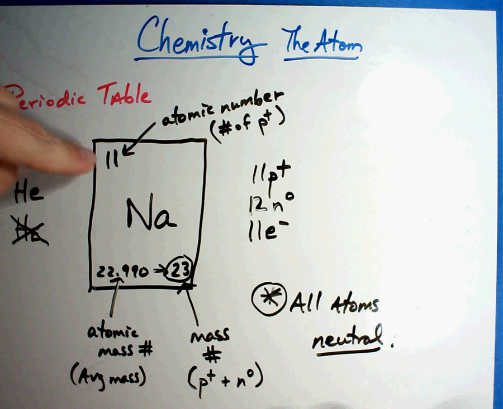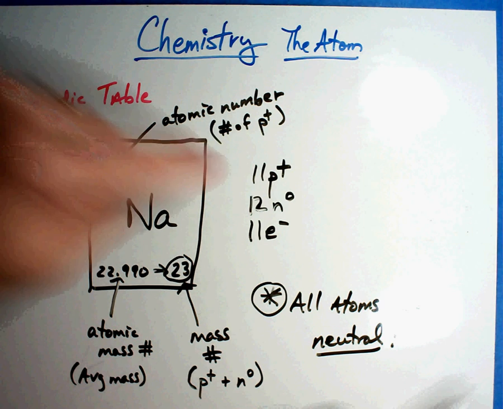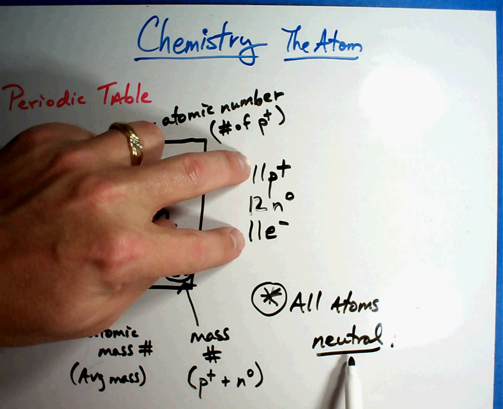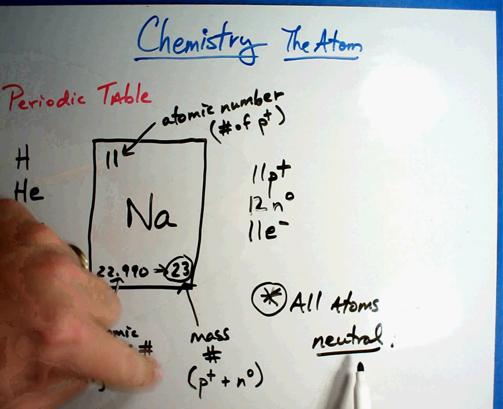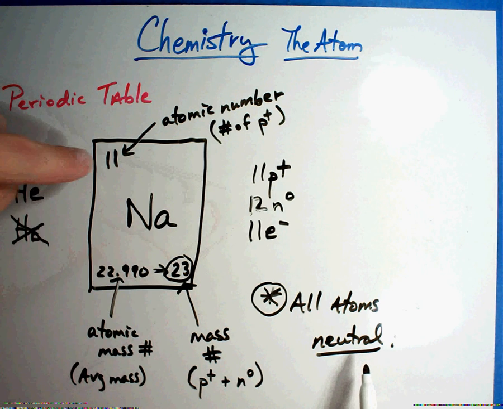So let's walk through this one more time. You have 11 protons because this is the atomic number. Since you have 11 pluses to be neutral, you have to have 11 minuses. So 11 pluses and 11 minuses. And then you'll notice to get the neutrons, it is the mass number minus the atomic number.